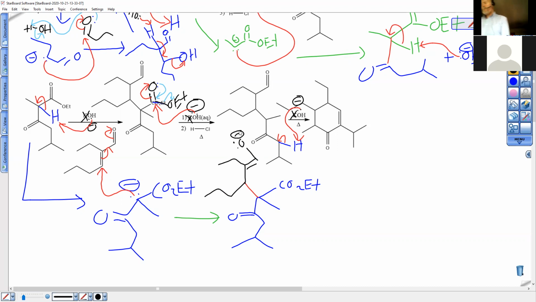Where's it going to pick up a proton? It's going to pick up a proton from water. Where's the water come from? Step 1. Resonate. Protonate. So that right here was the 1,4 addition. You don't have to put that comment on there, but that's what that was.